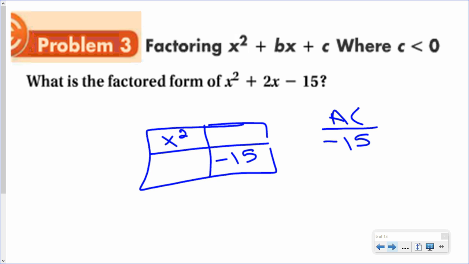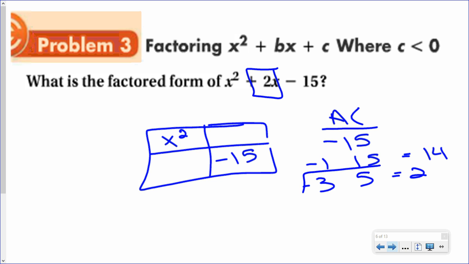Now, the big thing with this one is your AC number is negative. That forces one number to be positive and the other to be negative. For example, negative 1 times 15 is negative 15. When you add them together, though, you get 14. We're trying to get to 2. Okay, so let's just get to the main ones here. It's going to be 3 and 5, but one of them is going to have to be negative. If you go with a negative 3 and a positive 5, that adds up to 2.